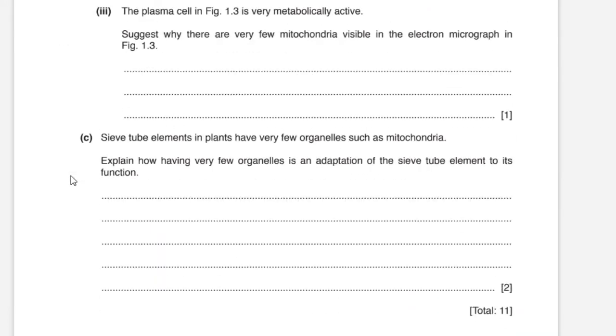3. The plasma cell in 1.3 is very metabolically active. Suggest why there are very few mitochondria visible in the electron micrograph in figure 1.3. So a metabolically active cell is one that has a lot of chemical reactions going on inside. Reactions that need energy, which would be provided by mitochondria when it carries out aerobic respiration. So it makes sense that the cell should have more mitochondria than are visible in figure 1.3. And because this is a transmission electron micrograph, which was obtained using a transmission electron microscope, you'd obtain sections of the specimen, and so it is possible that the mitochondria of the cell are in the other sections of the specimen.